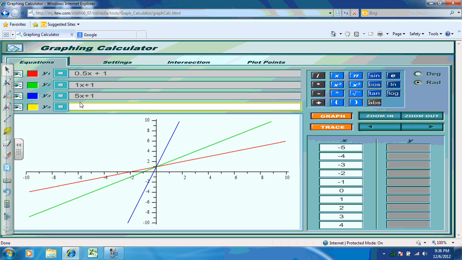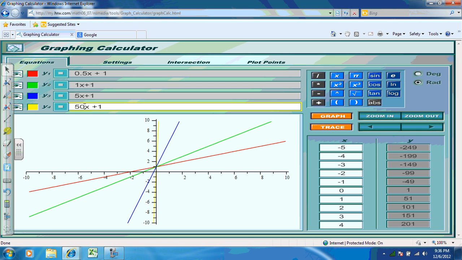We can go further. We can increase the slope, or this number here in front of x. This time I want to use 50, for example, 50x plus 1. You can see that 50 is a lot bigger than 5, it's a lot bigger than 1, and definitely much bigger than 0.5. And so the line this time is going to be almost vertical because the slope is big.